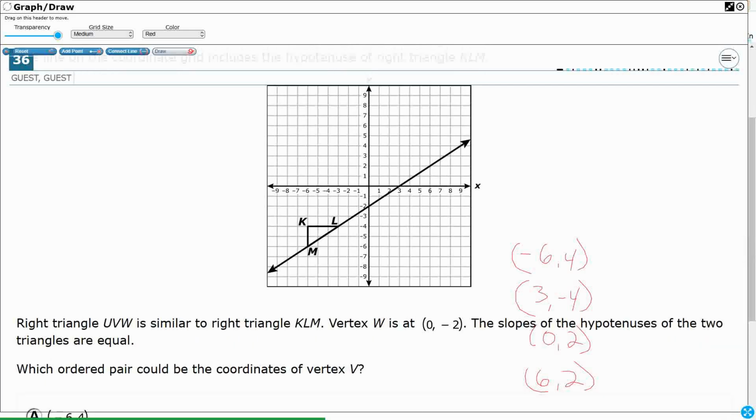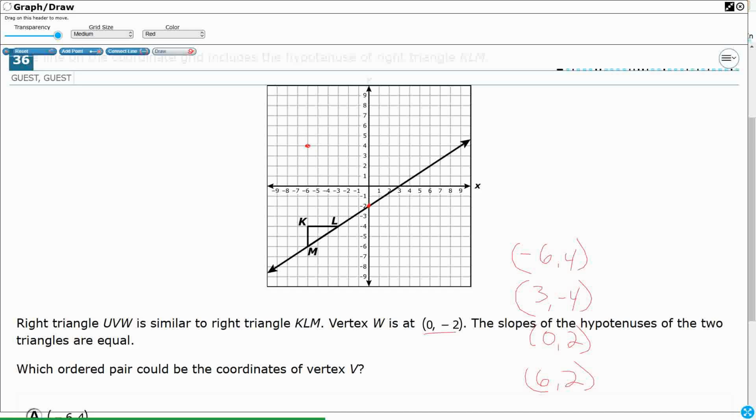Okay, so the point that they gave us is 0, -2, so right there on the line. Okay, so we're looking for which ordered pair could be the coordinates of vertex V. Well, let's just plot each of these. -6, 4 is right there.